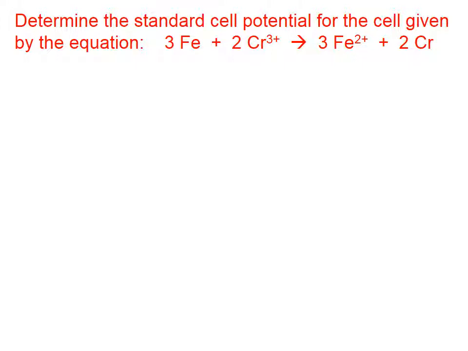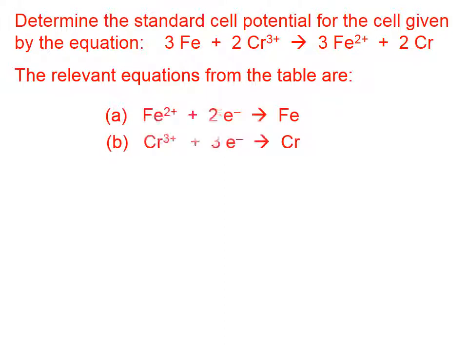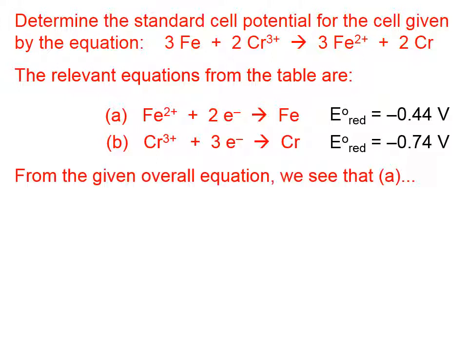Determine the standard cell potential for the cell given by this equation. Again, we need to look up a few things in the table. These are both reduction values. We have here the reduction of iron 2 and the reduction of chromium 3. Given the overall equation, what about reduction equation A? We see here that in reduction equation A, we have iron 2 on the reactant side, and in the overall reaction, iron 2 is on the product side.